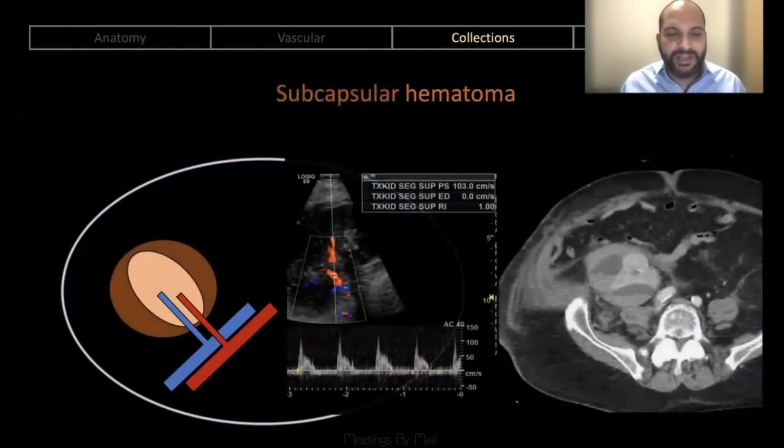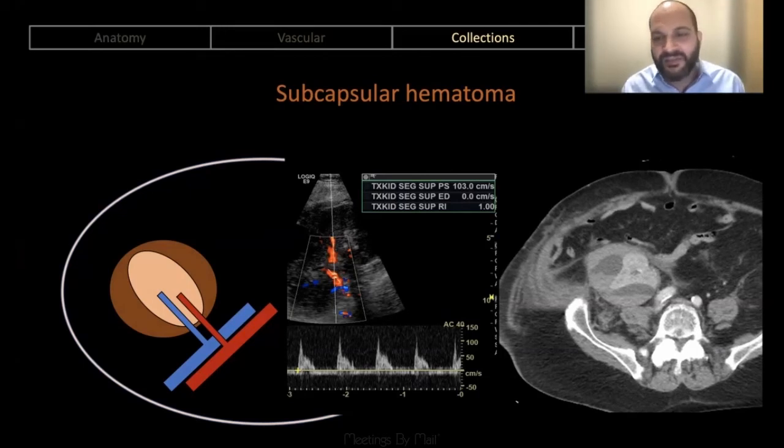Now, the ones that can really have a mass effect on the kidney graft are the subcapsular collections because they're contained within the capsule and they can indent the kidney itself. And the challenge with subcapsular hematomas is that they can have similar echogenicity to the kidney parenchyma itself and can be tough to see by ultrasound. What you typically see on Doppler is going to be reversal of flow with this high resistance created by this pressure effect on the kidney graft itself.